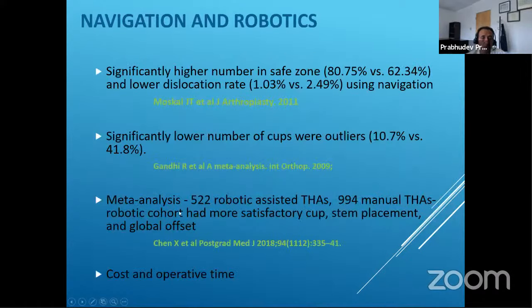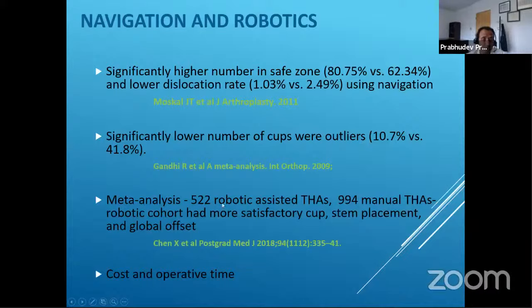Navigation and robotics have been found to be helpful in accurate positioning of the cup. So in this study by Moskal, a significantly higher number of cups were found to be in the safe zone, 80% compared to 62%, and a lower dislocation rate using navigation. In this meta-analysis, it was found that a significantly lower number of cups were outliers when the navigation robotics were used.